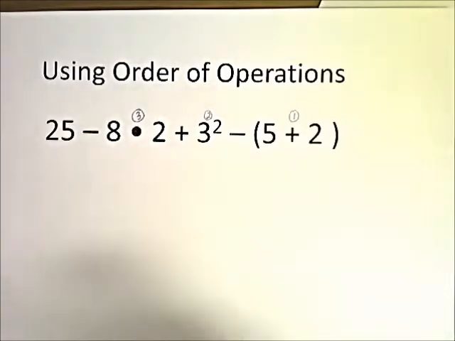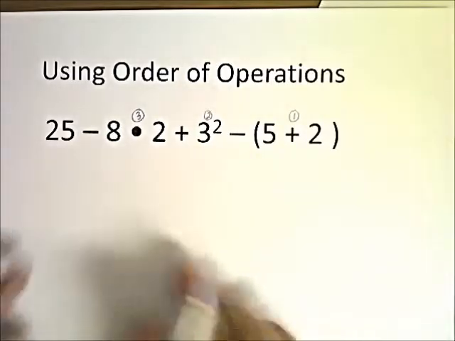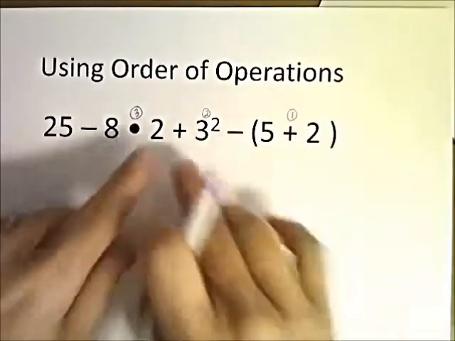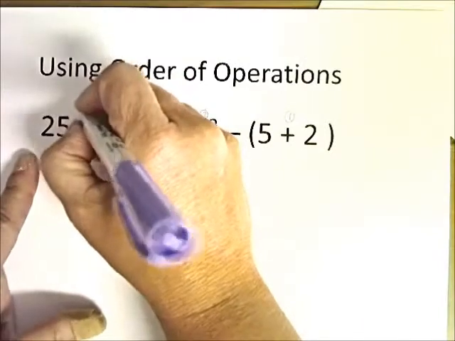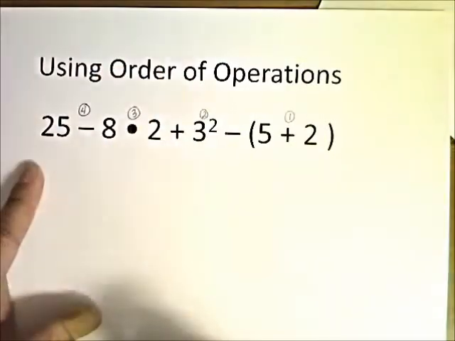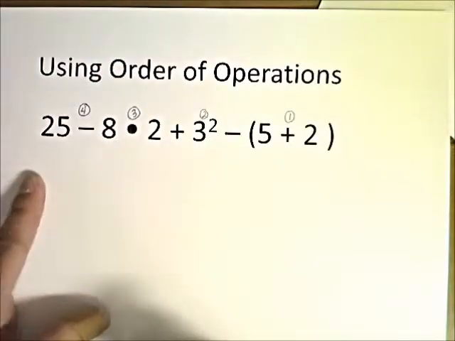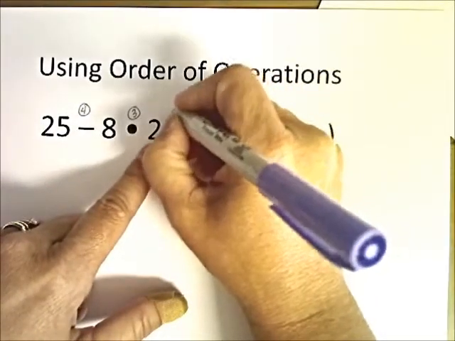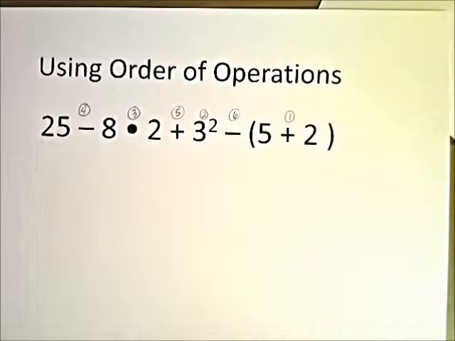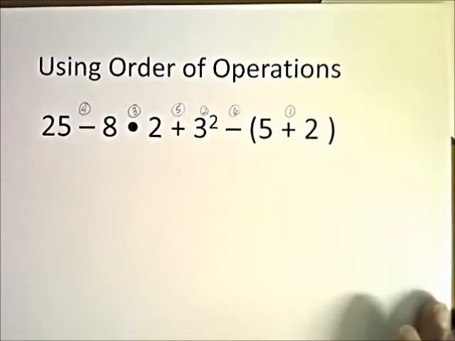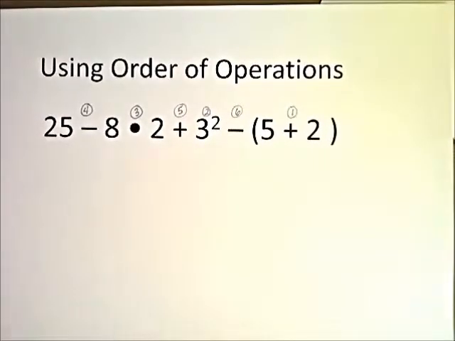And now we're going to add and subtract from left to right. Well, if we look from left to right, not just add and then subtract, but from left to right, this subtraction takes first. We're going to do that one first. Then the addition. And then this problem. So there's 6 steps to simplify this expression. So let's just go ahead and do that.